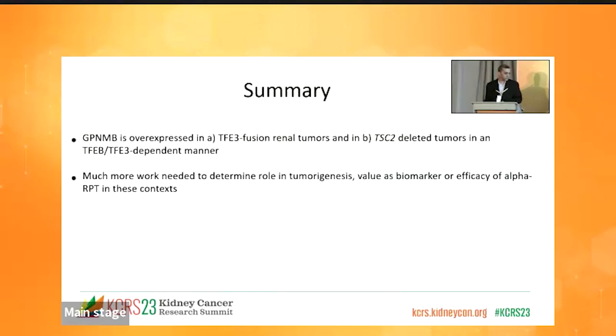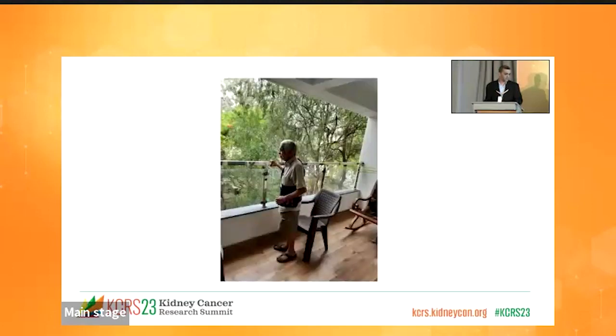So in conclusion, GPNMB is overexpressed in TFE3 fusion RCC and in TSC deleted tumors in a TFEB and TFE3 dependent manner, but much more work needs to be done to determine its role in tumorigenesis or value as a biomarker, or the efficacy of alpha RPT in this context.